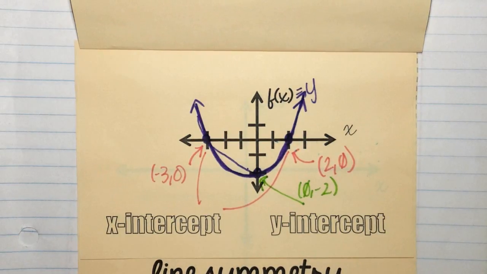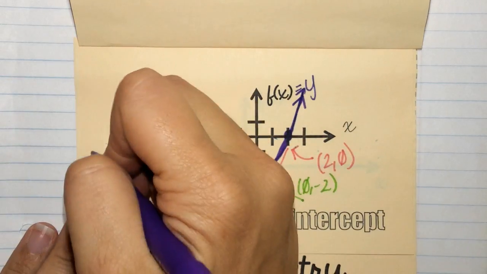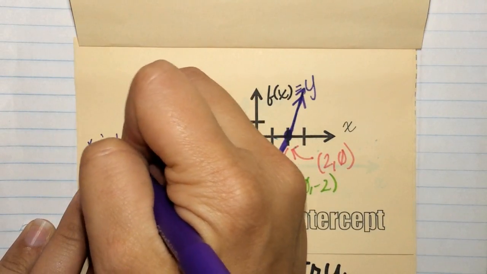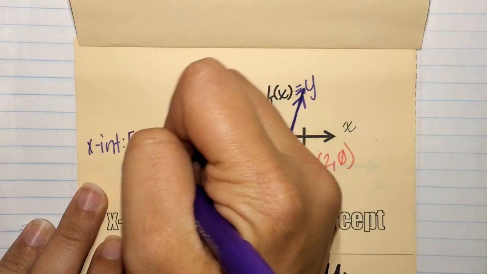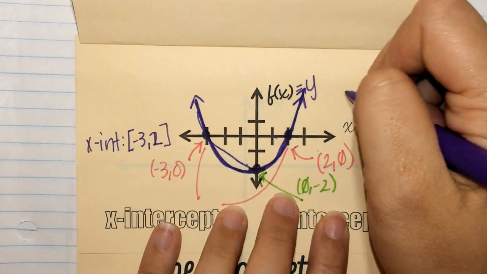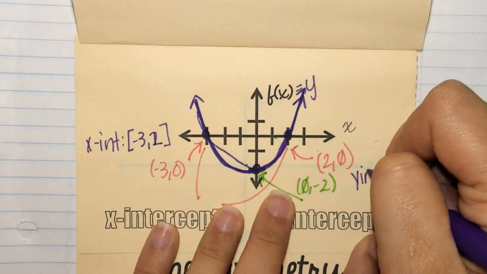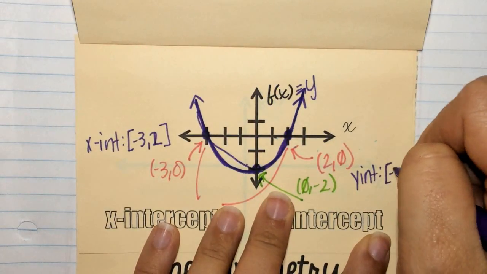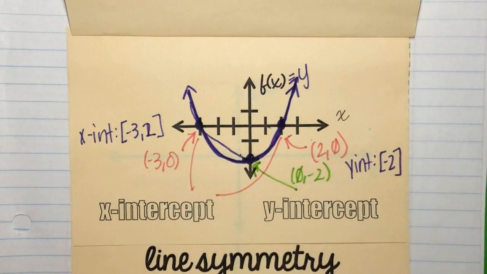Now, the way you write them is you can write them in set notation. You can say x-intercepts at negative 3 and 2, and a y-intercept at negative 2. And you can put brackets around it, and that's called set notation.